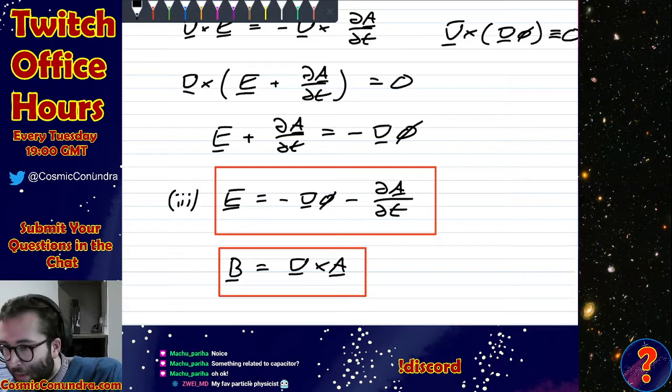third Maxwell equation. Hello to IMD. That's kind of you to say.